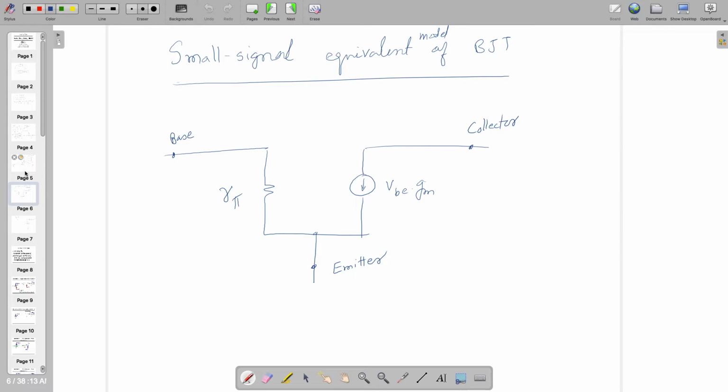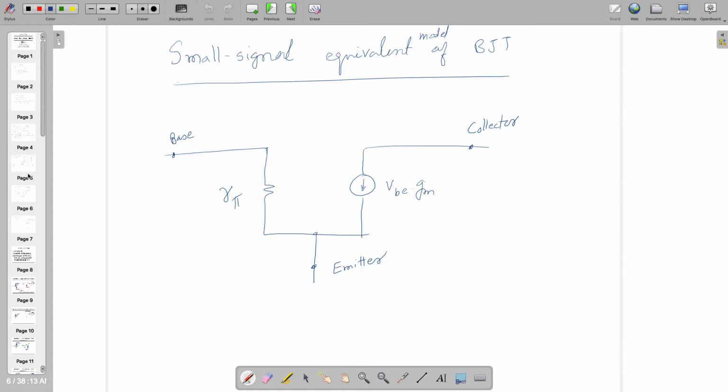BJT has this small signal equivalent Y parameter model. If it is the H parameter, it's different. If it is the Z parameter, it's different, right? You have to derive it separately. But most of the engineers in this particular era are following only the Y parameter. All the new engineers. If you talk with some old professor, he is going to talk about the H parameter only. So it's a convention. At the end, you will have the same answer.